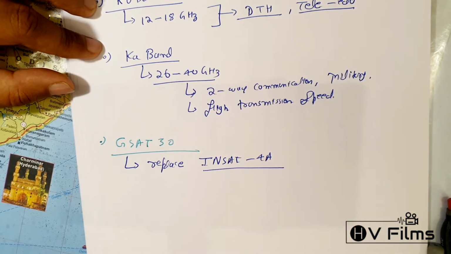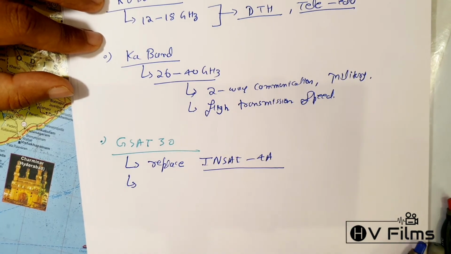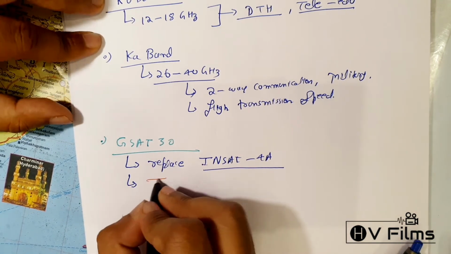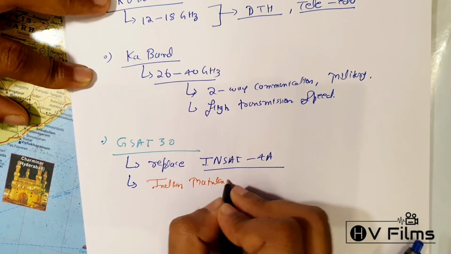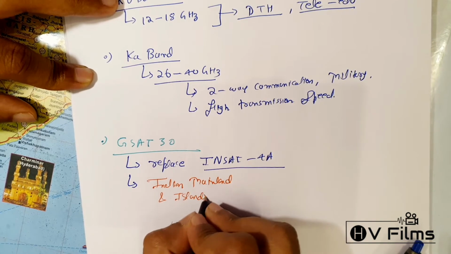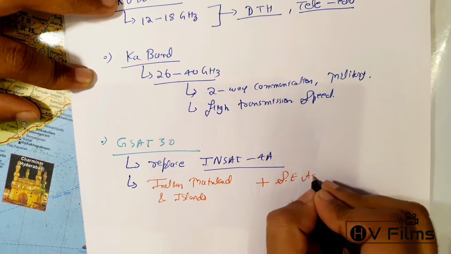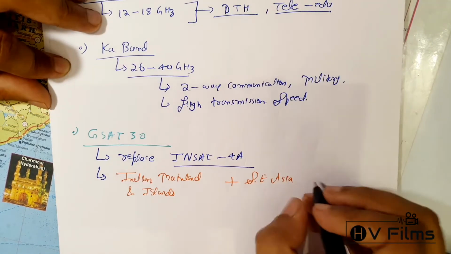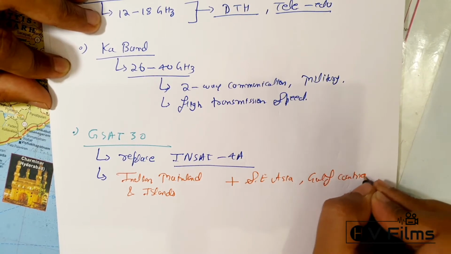The satellite will provide communication services to the Indian mainland. That is important. To the Indian mainland and islands, plus Southeast Asia, the Gulf countries, and Australia.